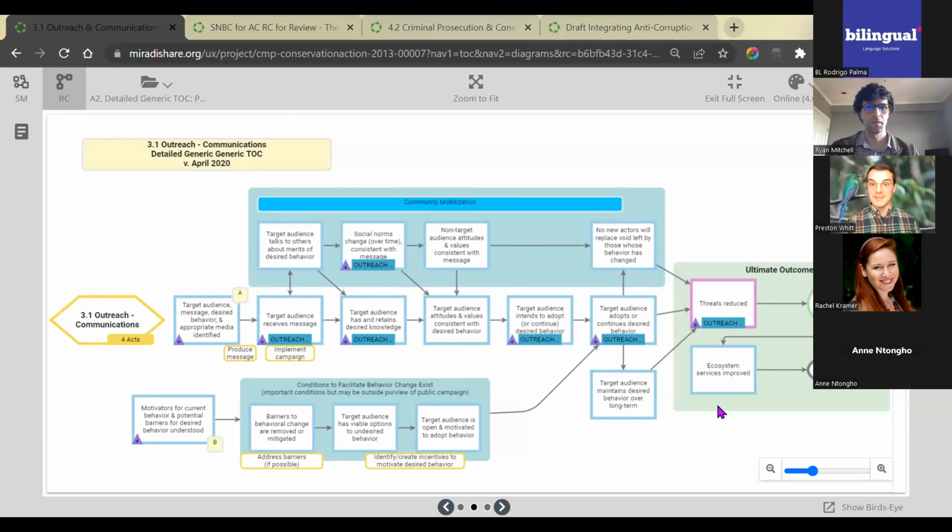Okay, well, I don't see any, but hopefully the next portion of this will generate some comments, because basically what I'm going to do now is show you first what we did, what CMP resources we drew upon, and how we supplemented them, and then after that, go into the specifics of the two results chains that we produced.